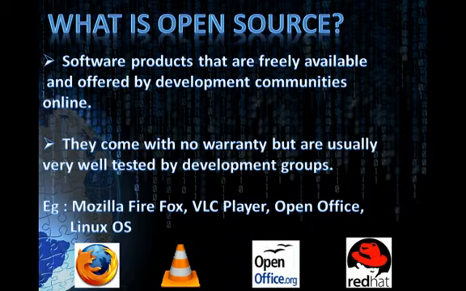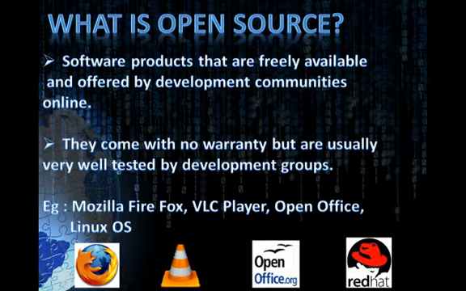What is open source? These are software products that are freely available and offered by development communities online. We can download this software from websites, so anyone can use it without any restrictions. You don't need to pay for it, and you can even modify the source code according to your purpose. Open source is very popular nowadays in the information world. These open source products come with no warranty, but they are very well tested by the development groups.